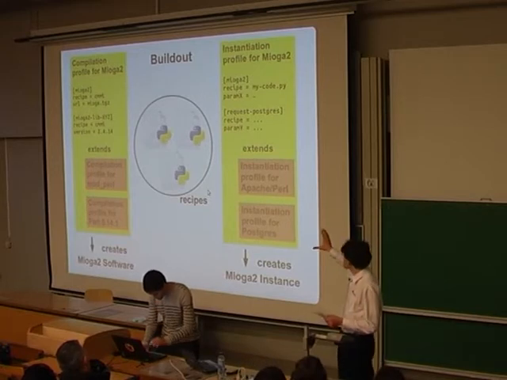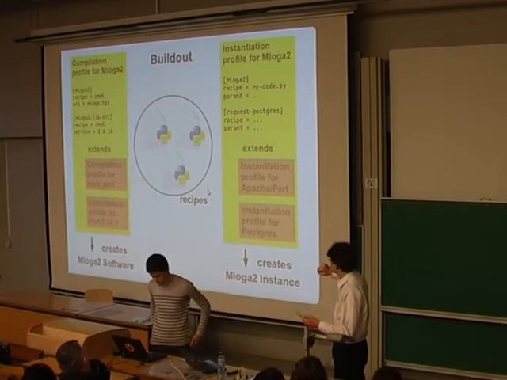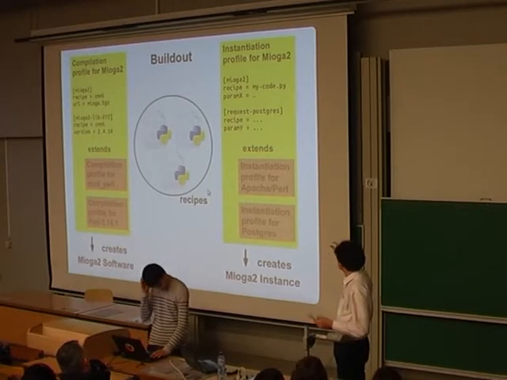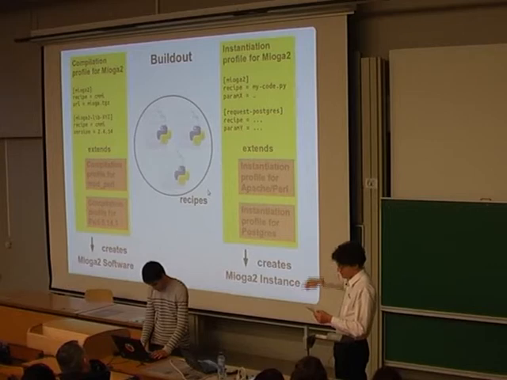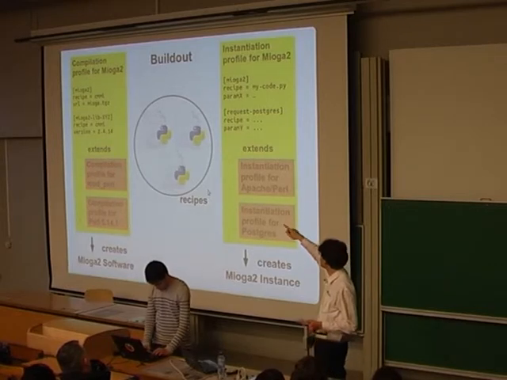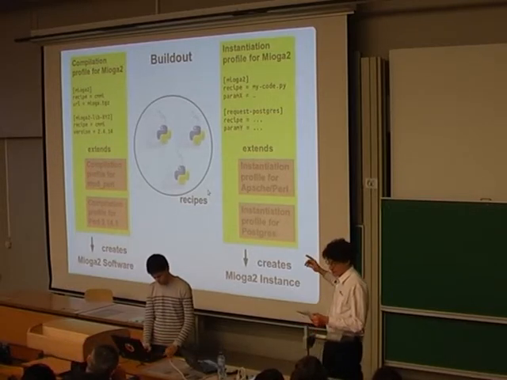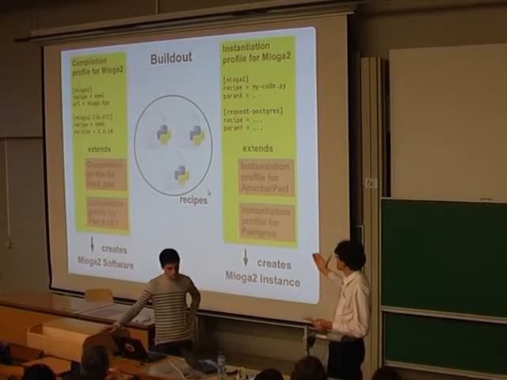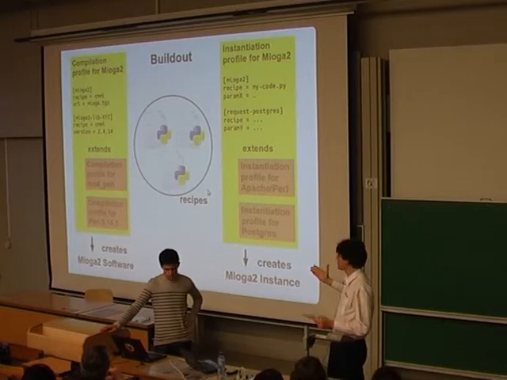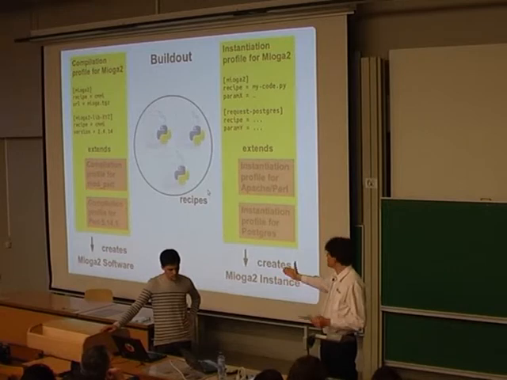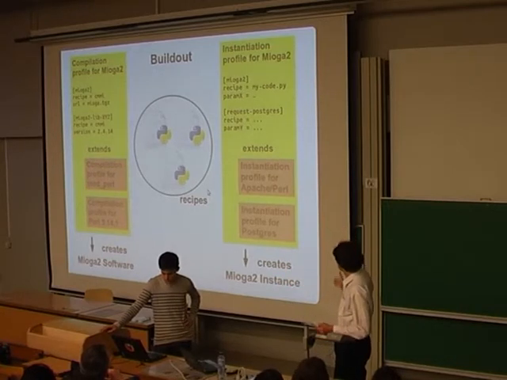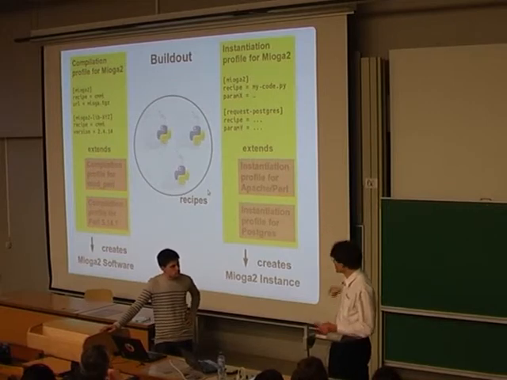There is reuse of code going on at several levels. First of all, you have blocks of Python code, which are called recipes. And then in a buildout profile, I call the recipes with parameters. So the profile is like a configuration file for running buildout. There is one top-level profile for compilation. In the end, it creates a Mioga software installation on the host. And there's an instantiation profile. When I run it once through buildout, it creates a Mioga instance.